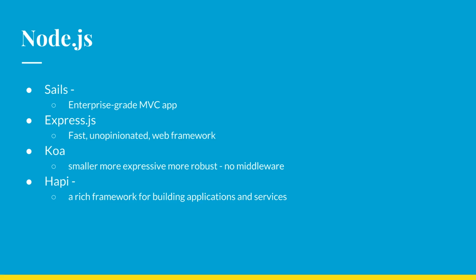It's also made by a guy named TJ, and he also created one called Koa, made by the same people who made Express. It's kind of a smaller, more expressive, more robust framework with no middleware included. I've tried it. I didn't think it was quite as easy to get started with as Express, but your mileage may vary. Hapi, a rich framework for building application services. I use this a little bit, but it kind of follows another MVC web framework for Node.js.